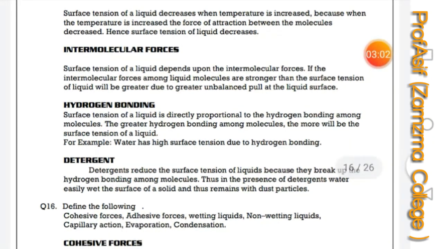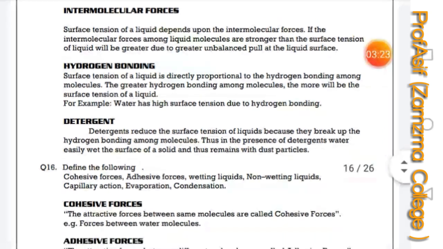Hydrogen bonding is the third factor. Do remember, hydrogen bonding does not exist in every liquid. It only exists where hydrogen is bonded with such an element which is highly electronegative. If there is hydrogen bond, obviously surface tension will increase.